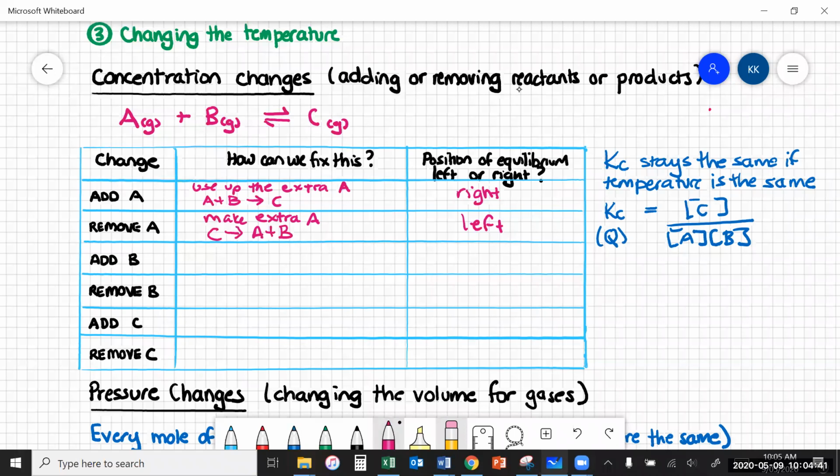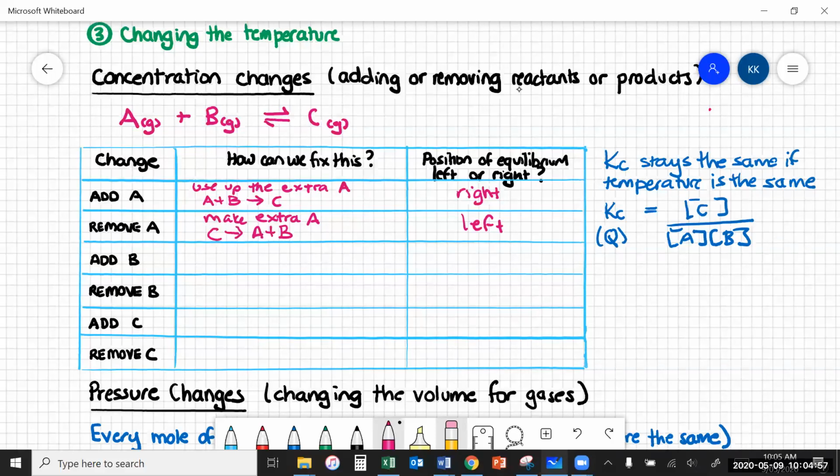I want you to pause the video and I want you to have a go at the next two lines of the table. I want you to work out what will happen if we add B and what will happen if we remove B.